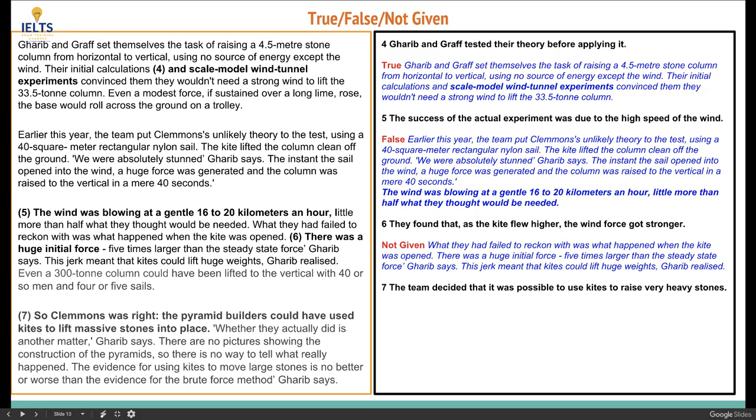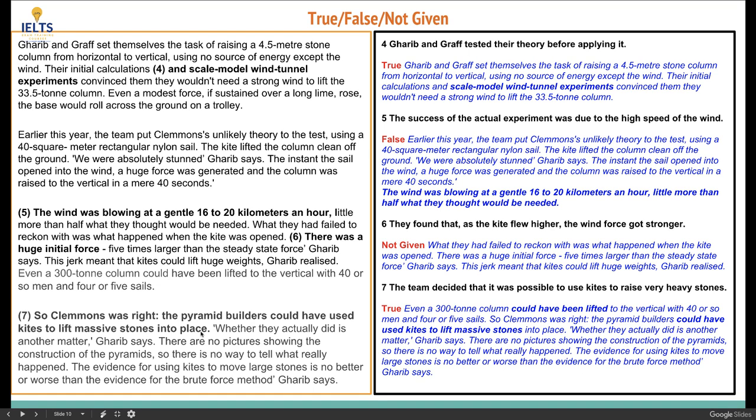Final question, question 7. What was the conclusion? They decided it was possible to use kites to raise very heavy stones. Was it possible? Clemens was right. The pyramid builders could have used kites to lift massive stones. Could have. It was possible. Whether they did is another matter. But the question is, was it possible? According to this team, yes, they could have used kites to lift massive stones.